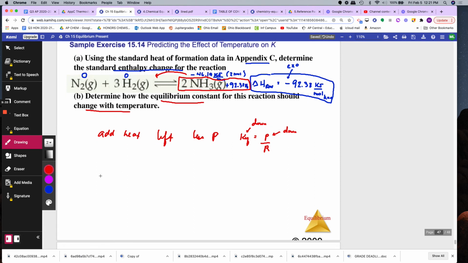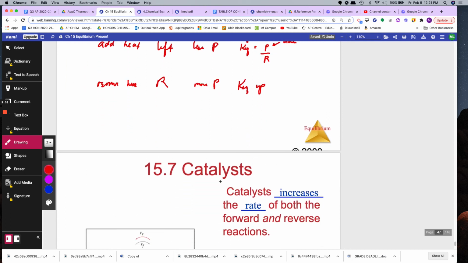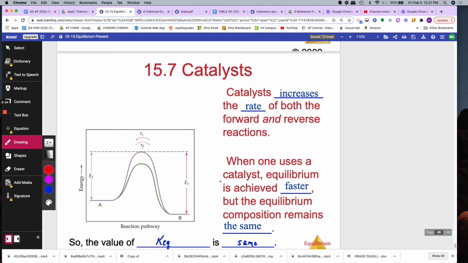Okay? And if you remove the heat, that means you're taking this away. It's going to go to the right to fill it back up. So it's going to go right. If you go right, you're going to have more products. That means K equilibrium will go up or increase.